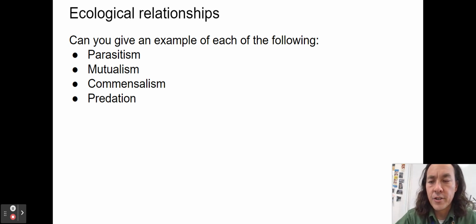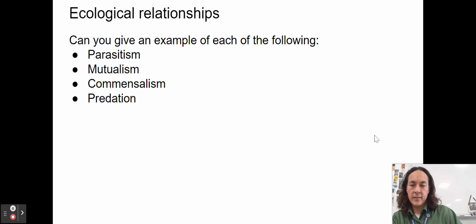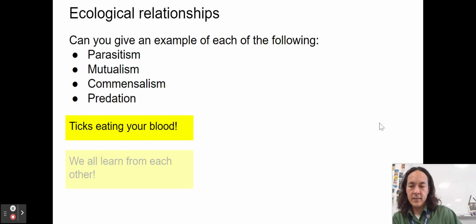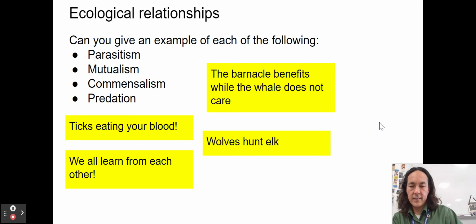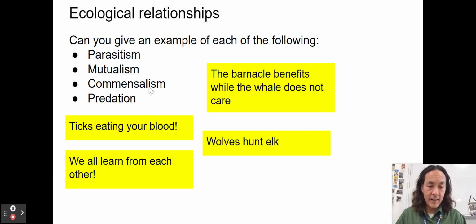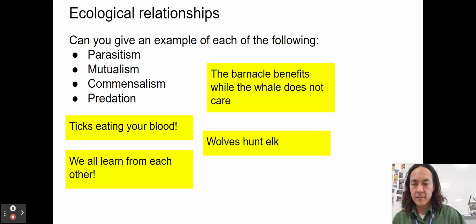Ecological relationships. This should be review: parasitism, mutualism, commensalism, and predation. So give examples of each of the following. And so which one of these are it? Ticks eating your blood would be a parasite. Barnacle benefits while the whale doesn't care would be commensalism. Some ecologists argue that commensalism doesn't really happen in the environment. Wolves hunting elk would be an example of predation.